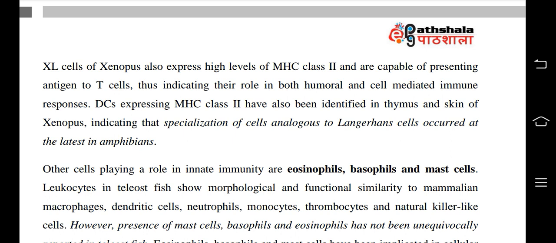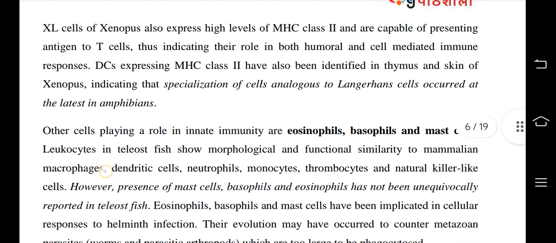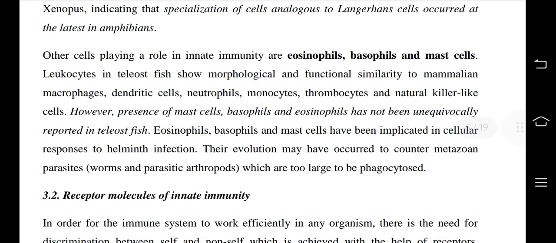Other cells playing a role in innate immunity are eosinophils, basophils, and mast cells. Leukocytes in teleost fish show morphological and functional similarity to mammalian macrophages, dendritic cells, neutrophils, monocytes, thrombocytes, and natural killer-like cells. However, the presence of mast cells, basophils, and eosinophils has not been unequivocally reported in teleost fish. Eosinophils, basophils, and mast cells have been implicated in cellular responses to helminth infection. This may have evolved to encounter metazoan parasites, worms, and parasitic arthropods, which are too large to be phagocytosed.